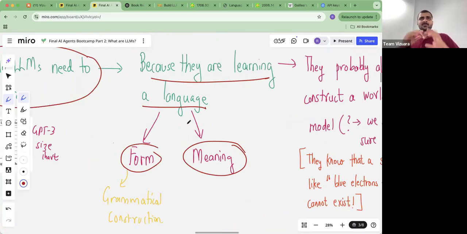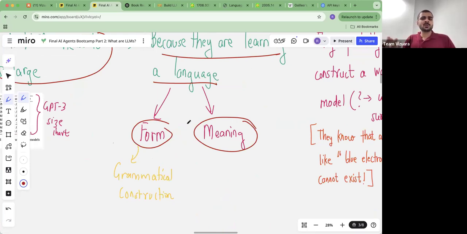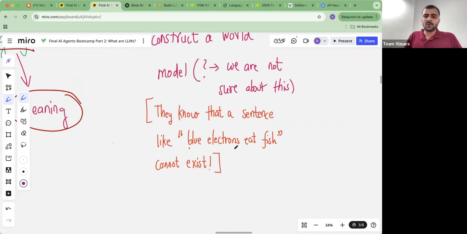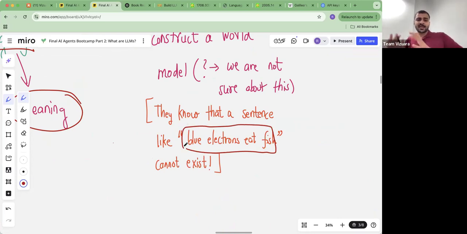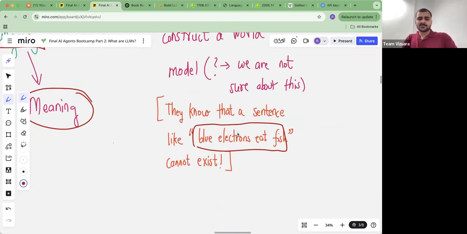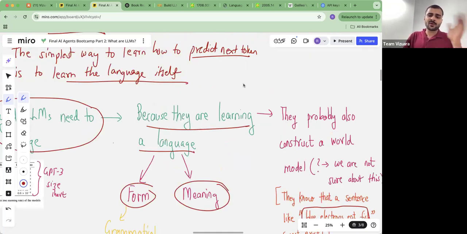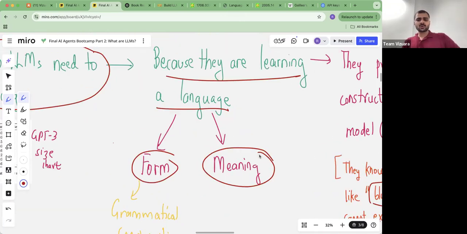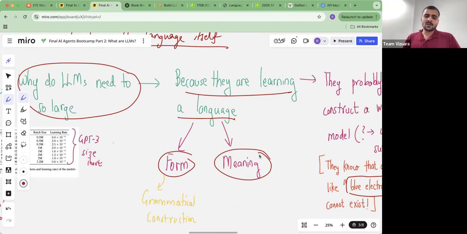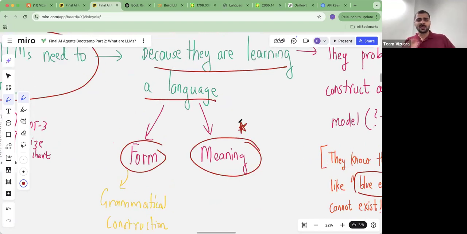And when I say meaning, LLMs also probably have certain knowledge about the world. So for example, let's say this sentence, blue electrons eat fish. This sentence is grammatically correct, but it has no meaning. So large language models will never give you this sentence because they know this sentence does not make sense at all. So in a sense, large language models understand the form as a consequence, or as a byproduct really, of trying to predict the next token. And they also seem to have some notion of what's the world in which they are living in. Now, this second thing is highly debated because some researchers believe that language models don't have a worldview.